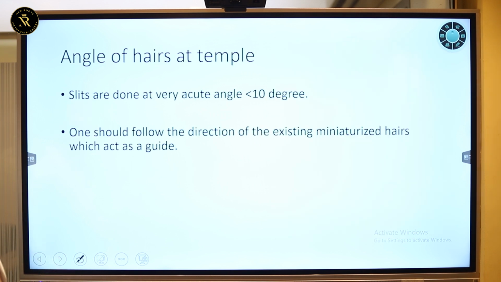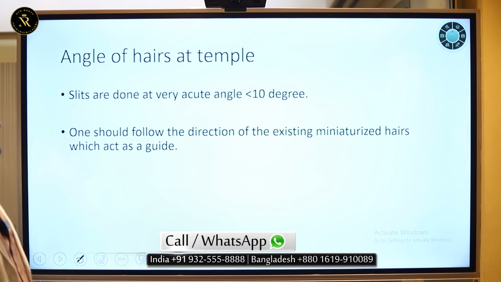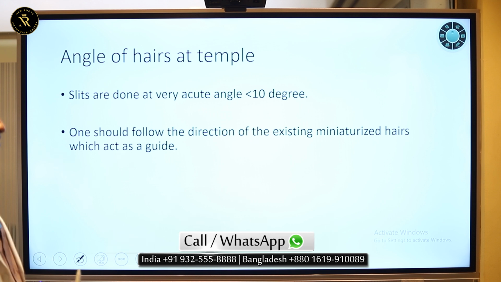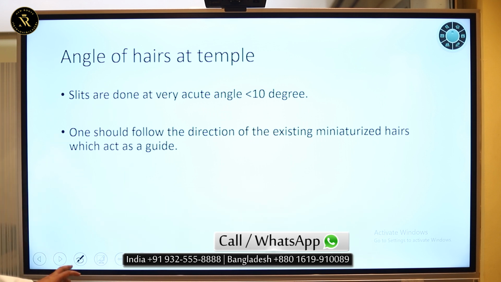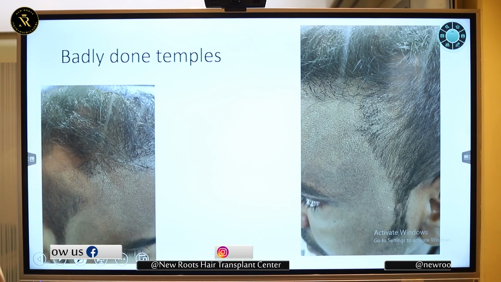The angle of the hairs at the temple is also very important. If the angle is more than 10 or 15 degree, it again stands out from the temple and it looks unnatural. So the direction is very acute. We make the slits at a very acute angle less than 10 degree so that it merges with the existing hair. Also, one should follow the direction of the existing hair or miniaturized hairs which is present in the temple, which will act as a guide while doing slits and implantation.